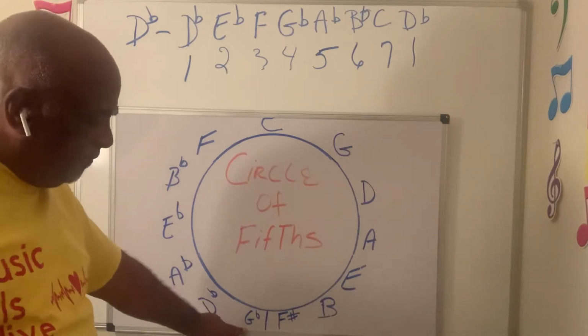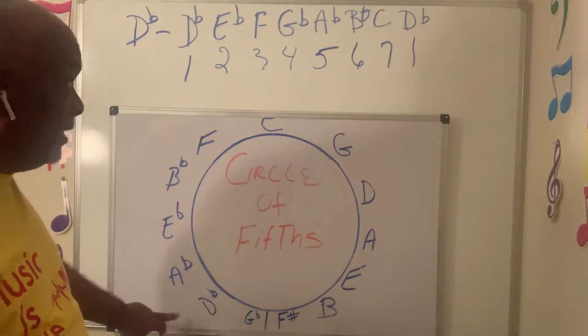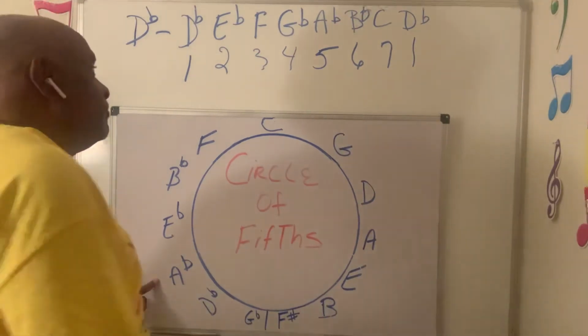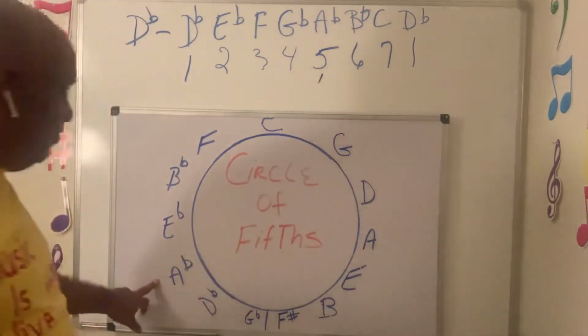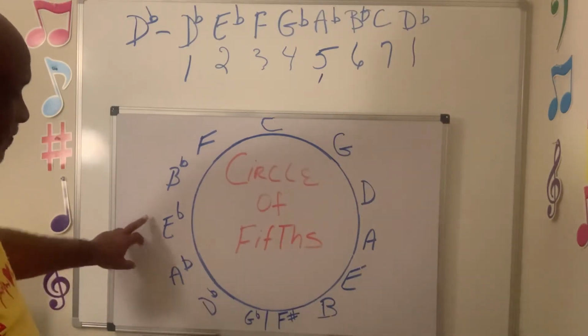The 5 of G flat is D flat. The 5 of D flat is A flat. Right here. All right? Then the 5 of A flat is E flat. Let's do one more.